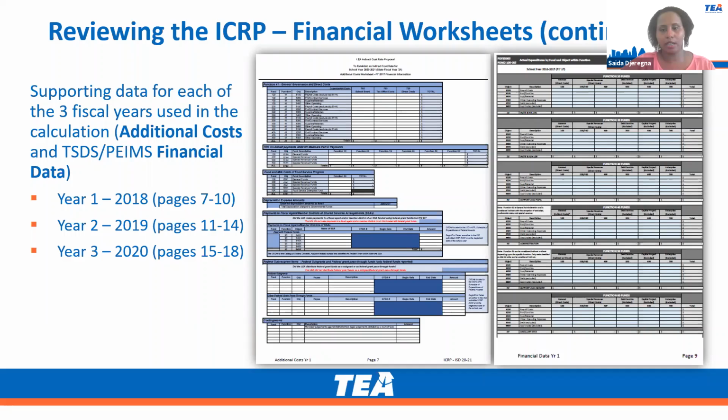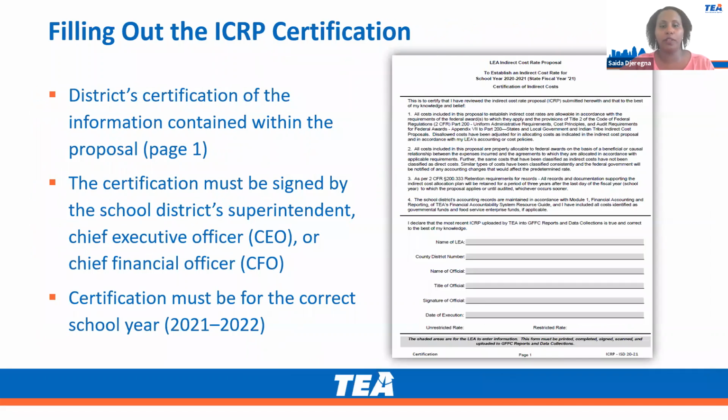And it is, like I said, a PDF format, and there are 18 pages. And the first page of the ICRP is your ICRP certification. The ACW certification, like I mentioned earlier, will certify that all submitted data is true and accurate and has the contact information of the person completing the workbook. And the person will contact if we need extra information or clarification or resubmission of the ACW.